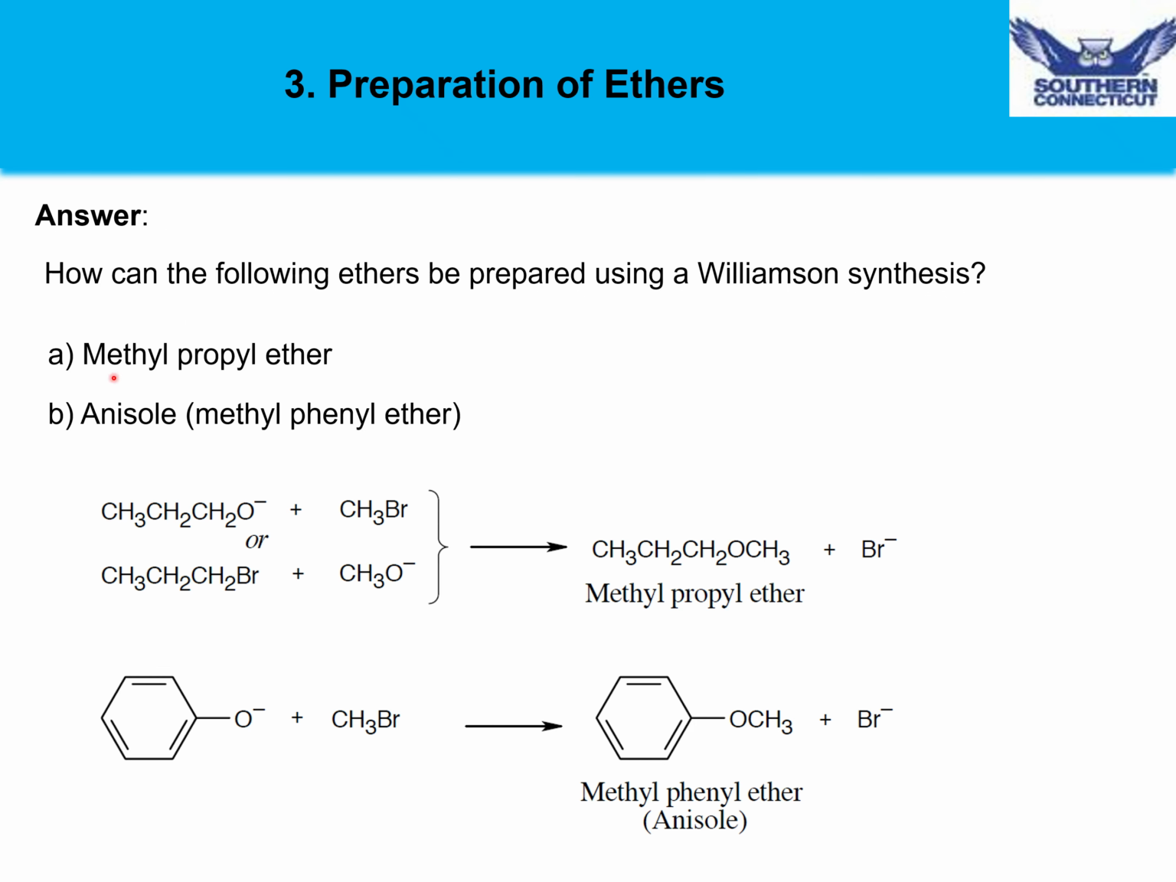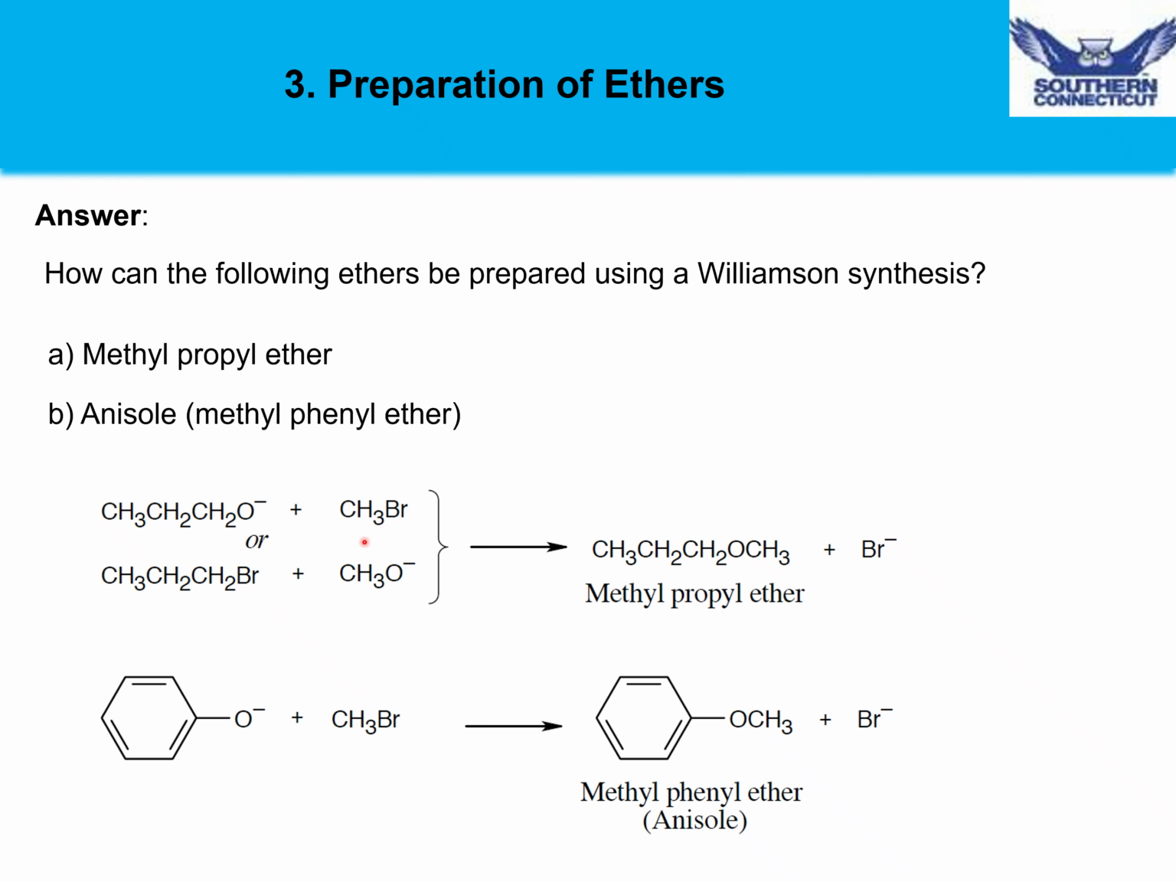In order to make these two ethers, we want to think about the Williamson ether synthesis being an SN2 reaction. If we look at the first example, methyl propyl ether, we have two sterically unhindered alkyl groups around the ether. So that actually gives us two options for answering this question.